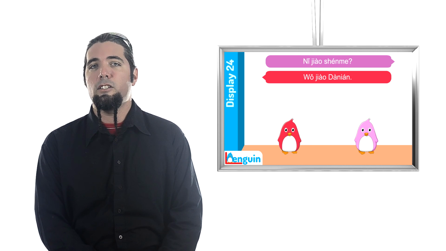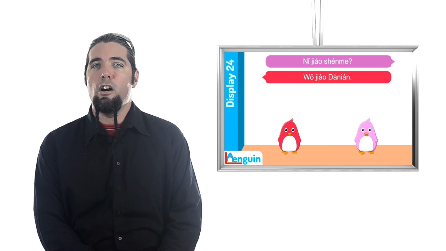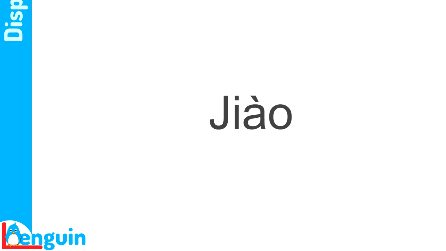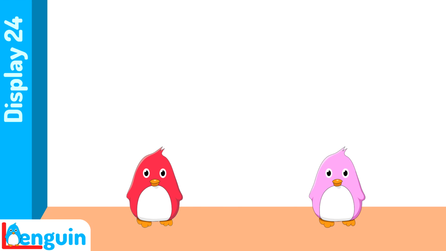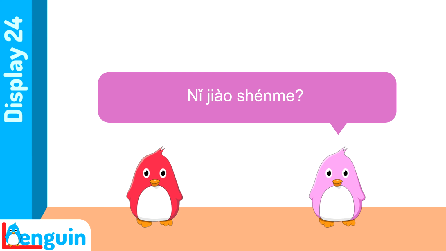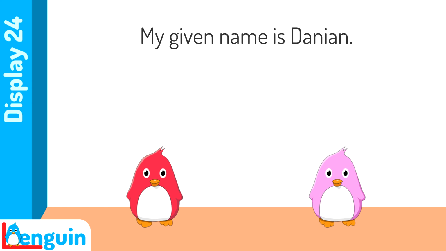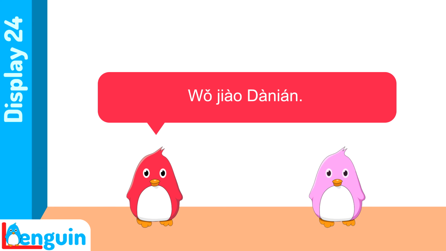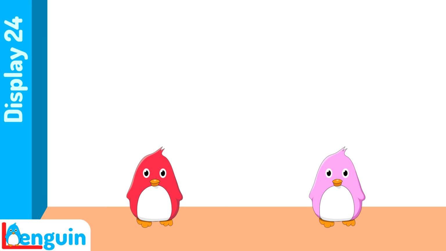In this context, we might say that it means to be given named. Listen to the verb to be called or to be given named. 叫。 Now listen to the exchange again. What's your given name? 你叫什么？ My given name is Dànián. 我叫大年。 Here it is live.